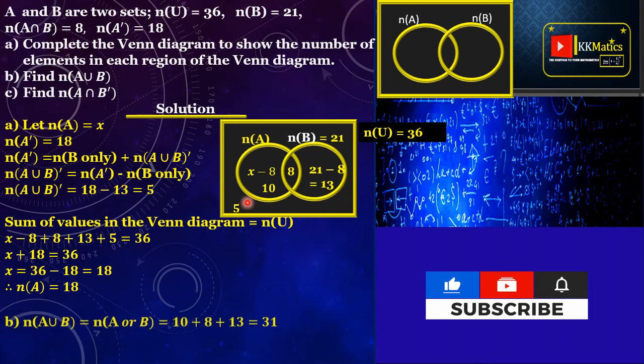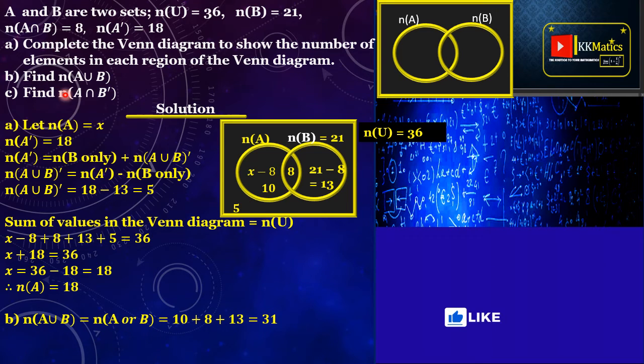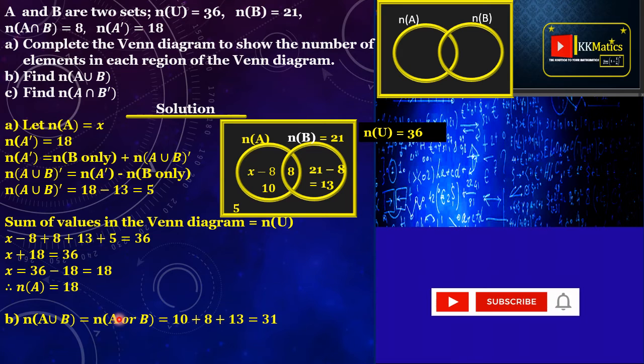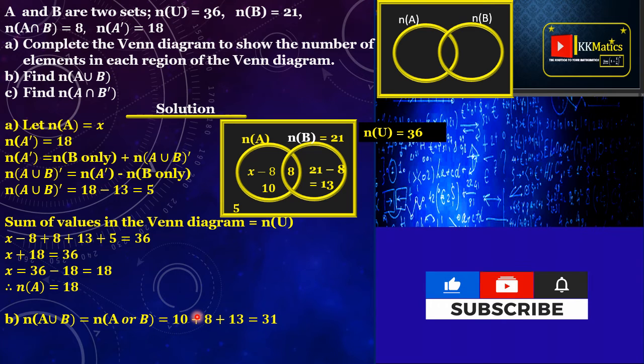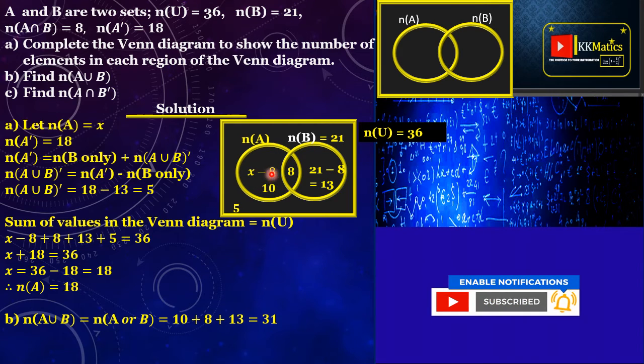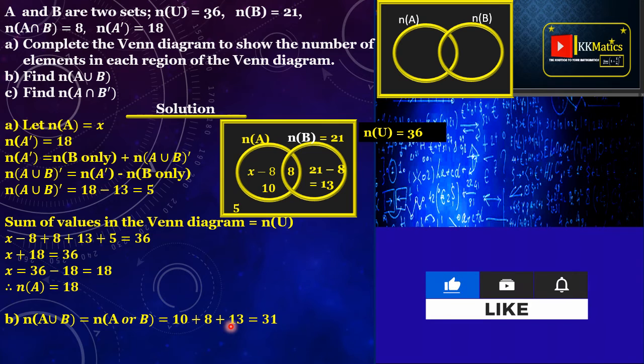Now, B. In the question, we're told to find the number of elements in A union B. In any question you come across, it can be rephrased as the number of elements in A or B. A or B means those found in the two circles. We are going to sum all the values in the two circles. So we have 10 plus 8 plus 13, and this equals 31.